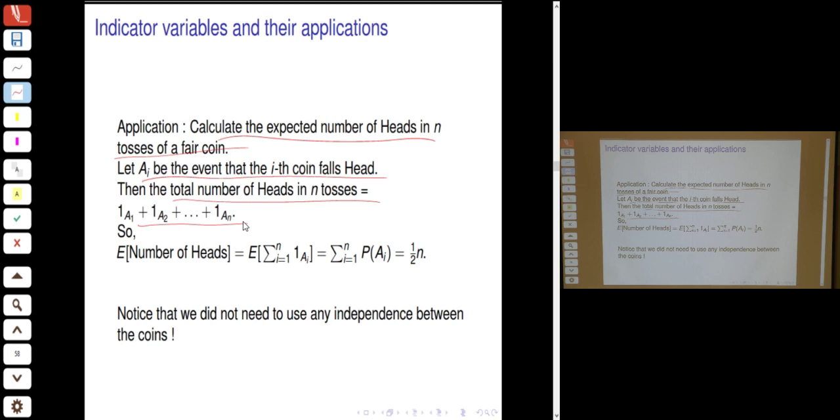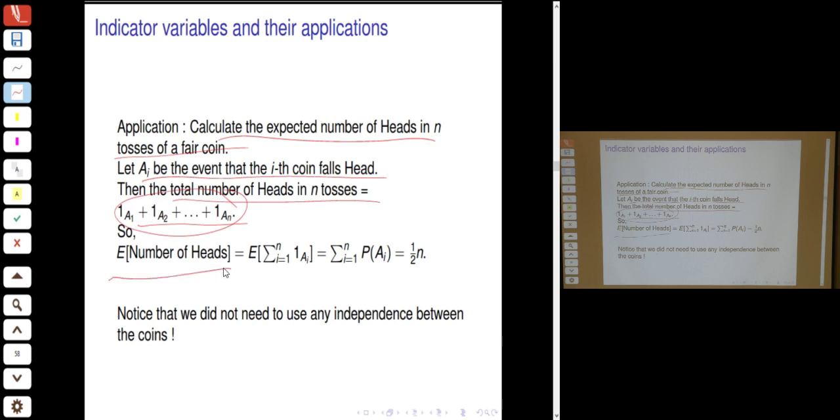So what is the sum of all the indicators, indicator A1, indicator A2, up to indicator An? Well, if you sum all these indicators, you are just summing a bunch of ones exactly for those i's for which a head has fallen. In other words, you just count 1 for every occurrence of head. So the sum of these indicators A1, A2, up to An is exactly the total number of heads.